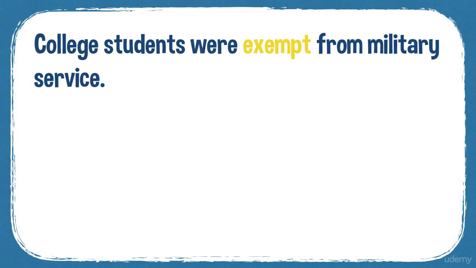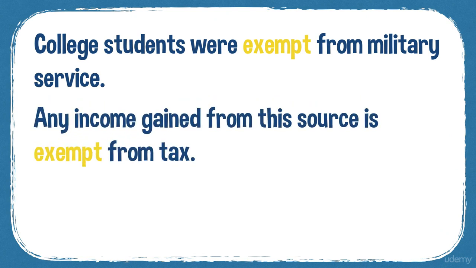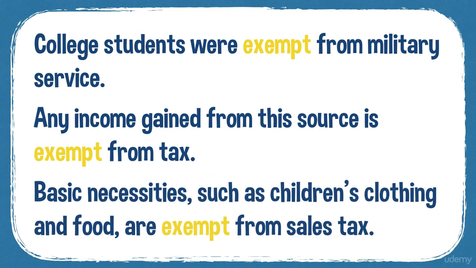Exempt. So if someone or something is exempt from a particular rule or law or duty, they don't have to follow it, they don't have to do it, they are exempt from doing that thing, from following that rule. So for example, college students were exempt from military service, so they didn't have to join the army. Any income gained from this source is exempt from tax. You don't have to pay tax if it's from this source.